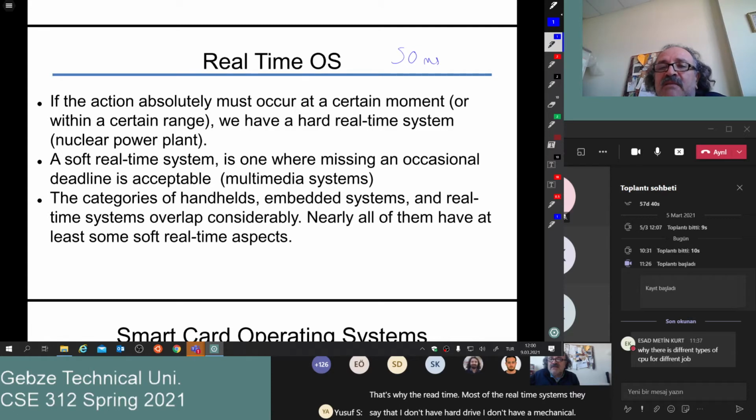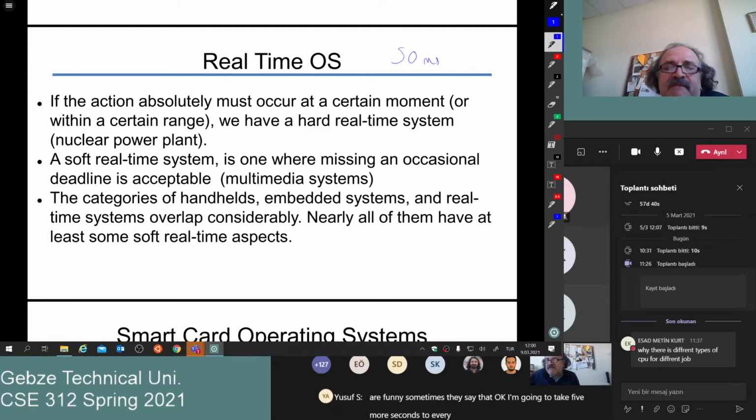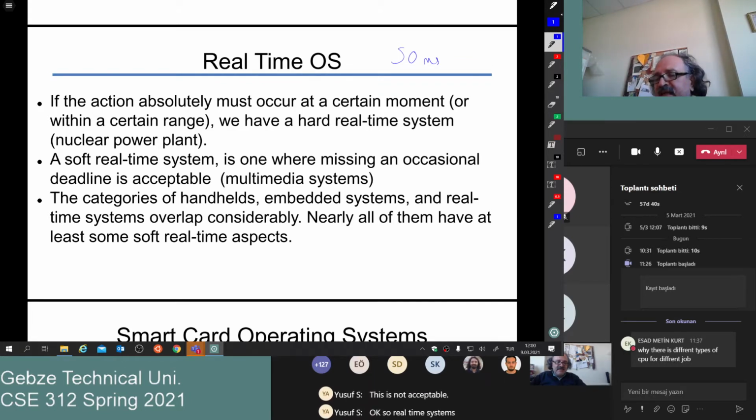Okay, that real-time system says that everything has to be in my memory, because I cannot wait for this drive to load some data. That's going to take too long. And these drives are funny. Sometimes they say that, okay, I'm going to take 5 more seconds to recalibrate myself. This is not acceptable. So real-time systems, usually they say that, okay, I am going to run 5 processes with multiprogramming, and whatever happens for each of those processes, each of them will have their answer in less than 50 milliseconds. That's it.